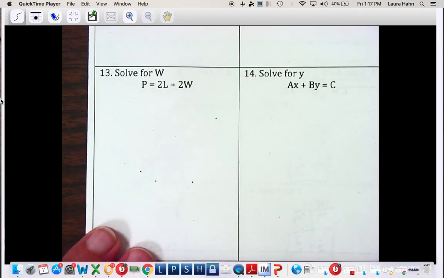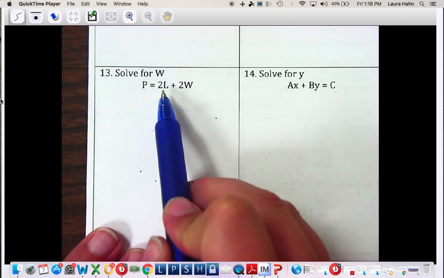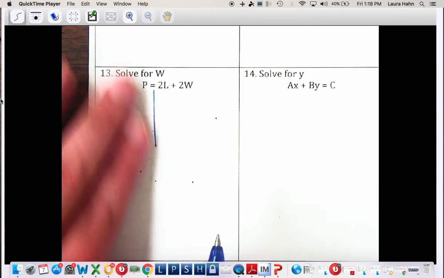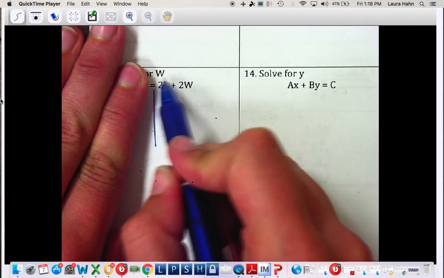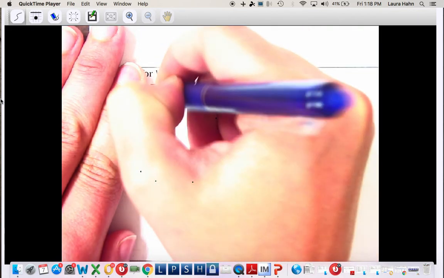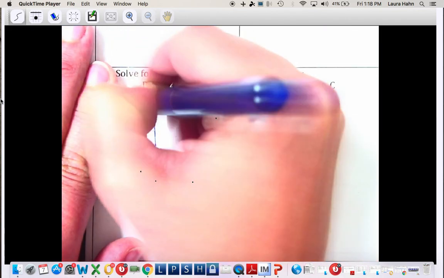All right, W. So if I want W by itself, I have to get rid of these two L's, and I have to get rid of this 2. So remember, we always want to get rid of the constant term by itself. That's what's by itself. So this 2L, that's a positive 2L, so I need to subtract 2L. What I do on one side, I do on the other.